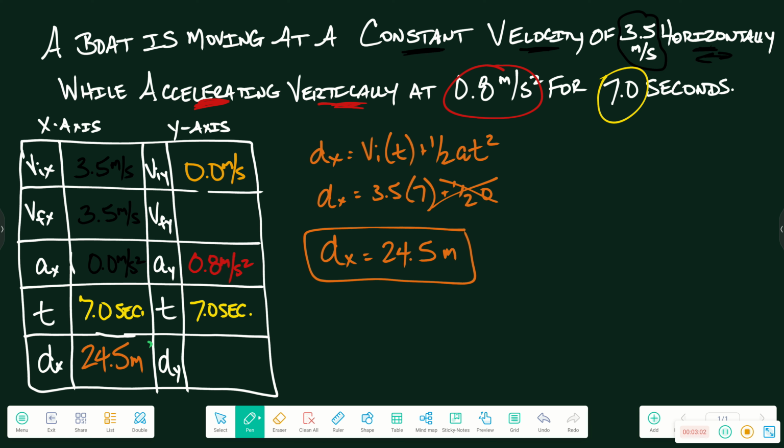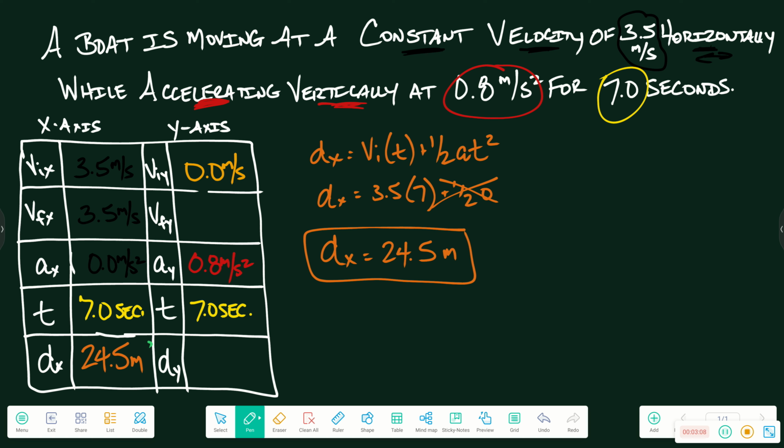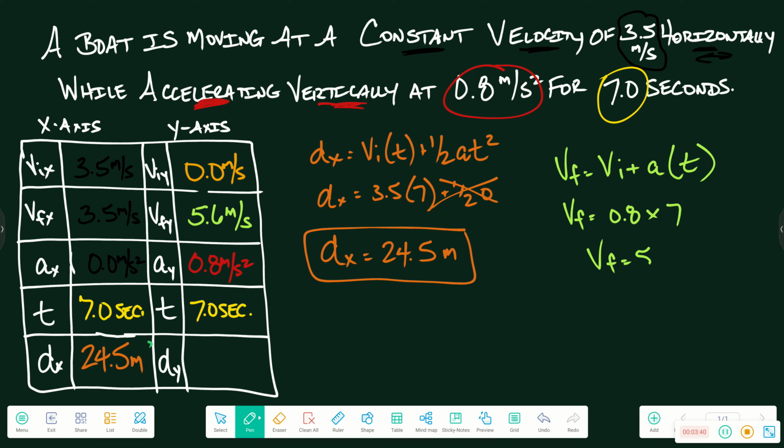All right, so a couple things. You can solve for the final velocity of the y-axis. That's easy. Vf equals vi plus a times t. So Vf is going to equal 0.8 times 7. Well, 0.8 times 7 is 5.6 meters per second. So Vf equals 5.6 meters per second.